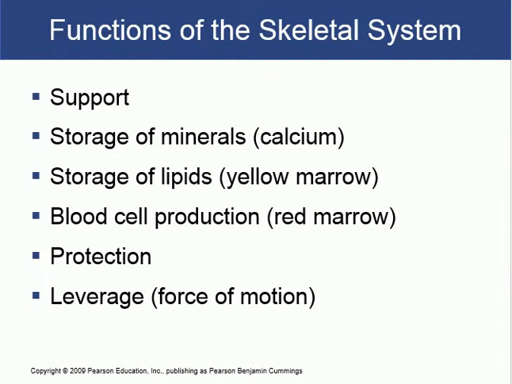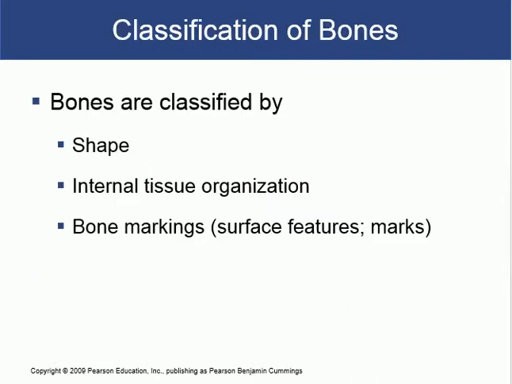Of course, it's for protection, something like your ribs and your sternum. This is to protect the heart and the lungs and so on. It also acts as leverage, like force of motion, so that you can move your joints and so on. We are going to classify the bone in different ways: shape, organization, the markings, and so on.